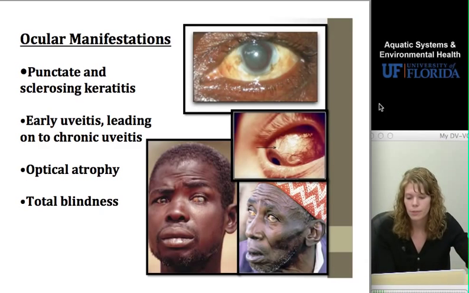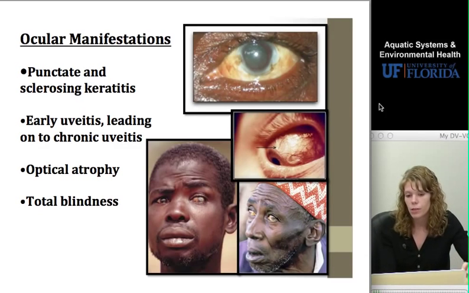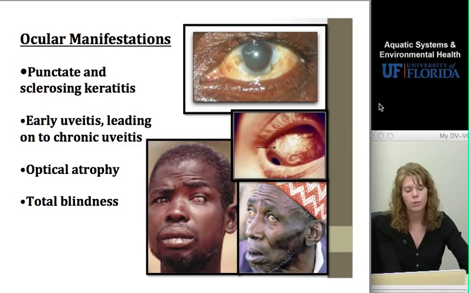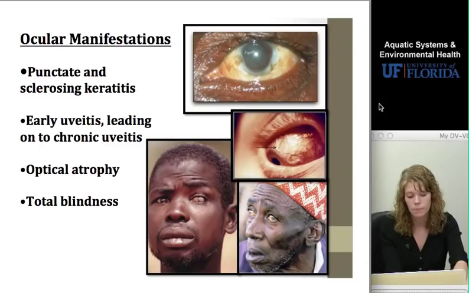So there are many manifestations associated with this disease. Most fall into ocular or dermal categories, and the most common ocular manifestations are keratitis, which is inflammation of your cornea. You can also have uveitis, which is inflammation of the middle layer of your eye. You can have optic atrophy, which is the shrinkage of your optic nerve. And the most severe symptom associated with onchocerciasis in terms of microfilariae in your eye is total blindness.